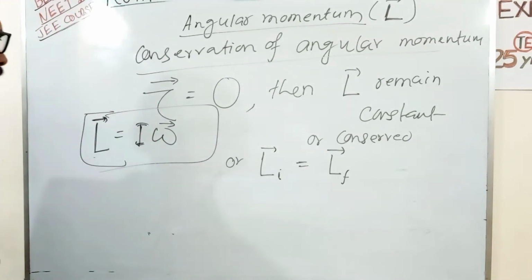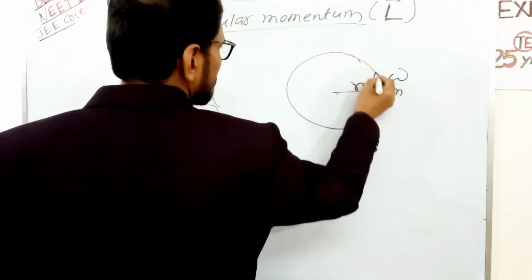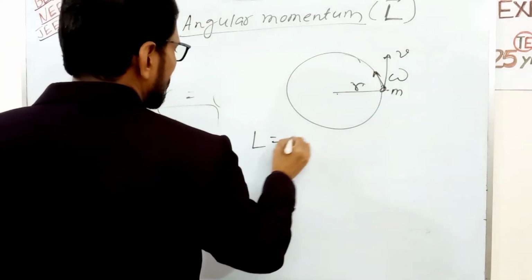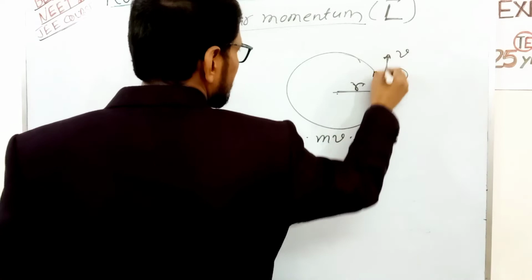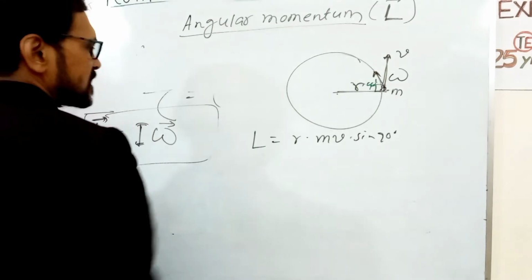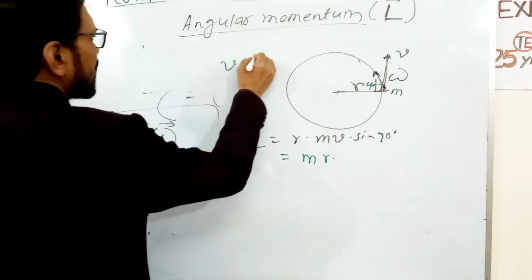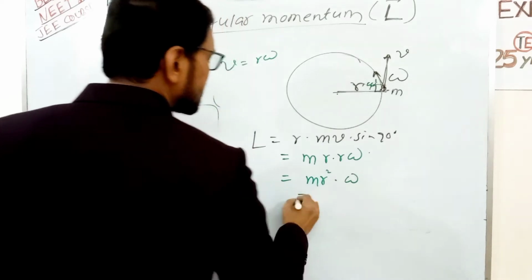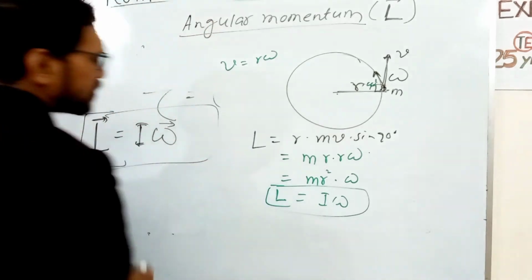So L equal to I omega. We take a mass m, the radius of the circle is r, the body moves with angular velocity omega and linear velocity v. So angular momentum equals r mv sine 90 degree, because the angle between r and the velocity vector is 90 degrees. So angular momentum is r into mv into sine 90 degree, which is equal to mvr. Now what is v? v equal to r omega, we know. So r omega put here. Now this is mr square into omega. Now mr square equals I. So L equal to I omega.